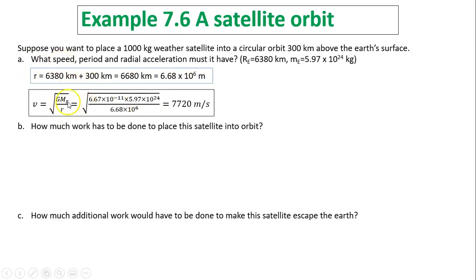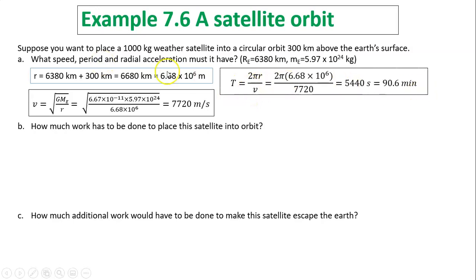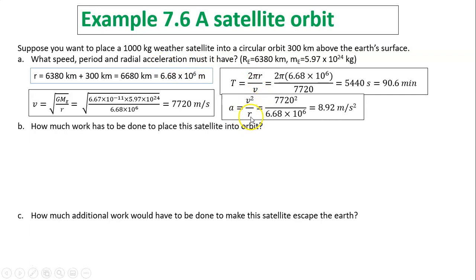Then for the speed, you can use the equation v equals square root of GME over r. To find the period, you can use 2 pi r over v. And to find acceleration, it's a centripetal acceleration, v squared over r.